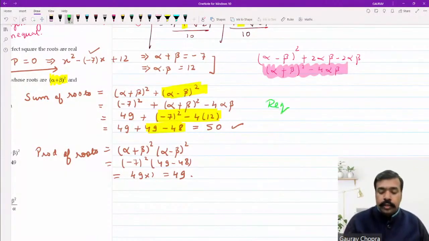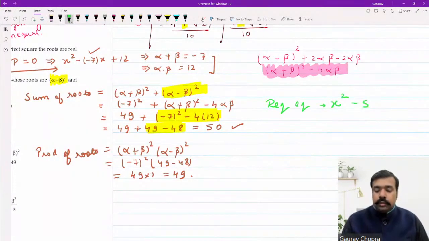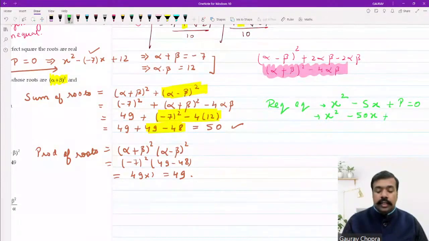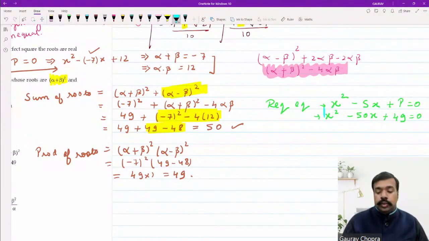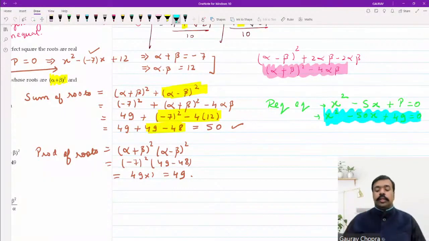The required equation is x square minus sum of x plus product is equal to 0. So x square, now what is the sum? It is 50. So we write minus 50x, and then what is the product? It is 49, and then equal to 0. So this becomes the final solution. In this way, we can form the equation. All right.